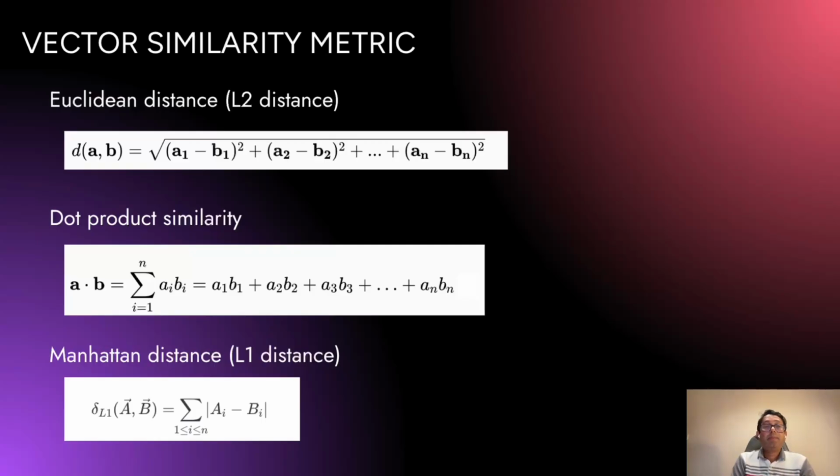The next one is Manhattan distance or L1 distance. This is calculated by taking the summation of absolute differences of the vectors' corresponding components. So the formula is, for L1 distance of vectors A and B, we are taking the summation of the absolute differences of Ai and Bi.